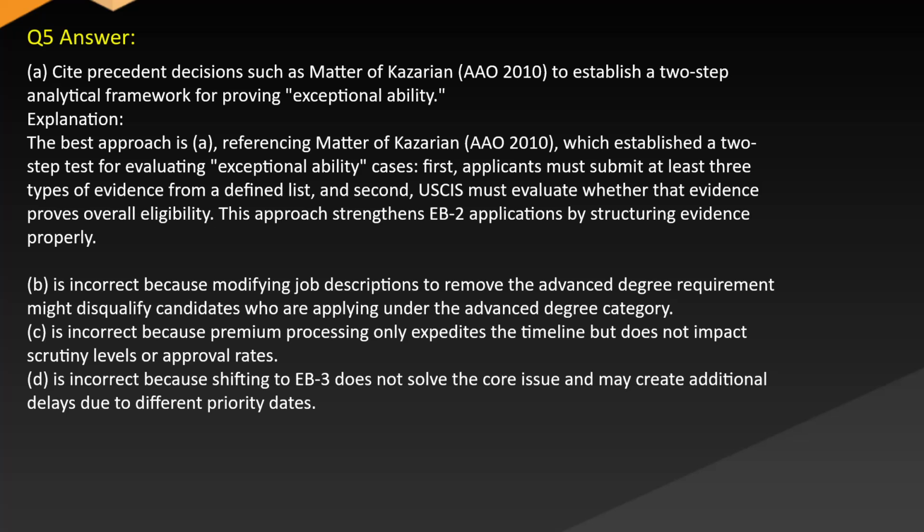First, applicants must submit at least 3 types of evidence from a defined list, and second, USCIS must evaluate whether the evidence proves overall eligibility. This approach strengthens EB-2 applications by structuring evidence properly.